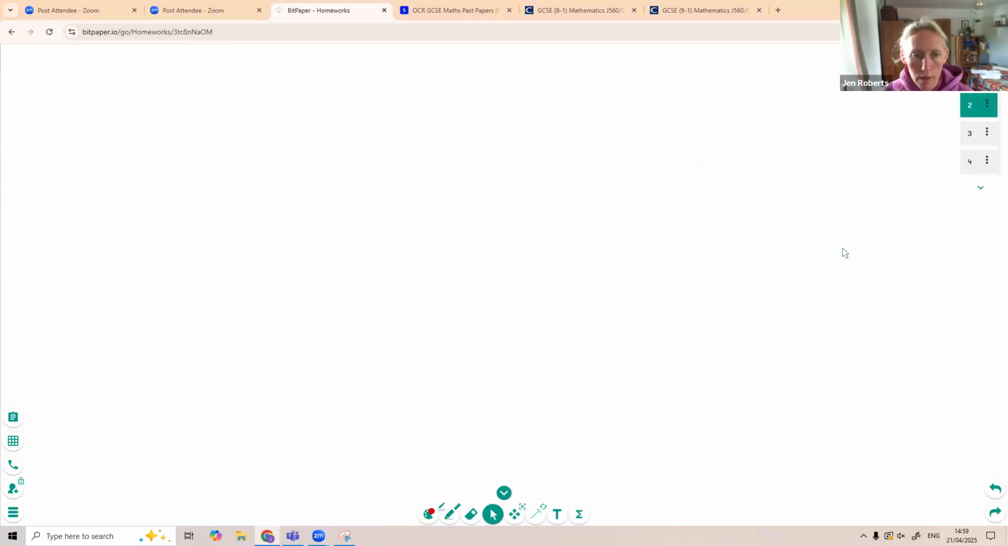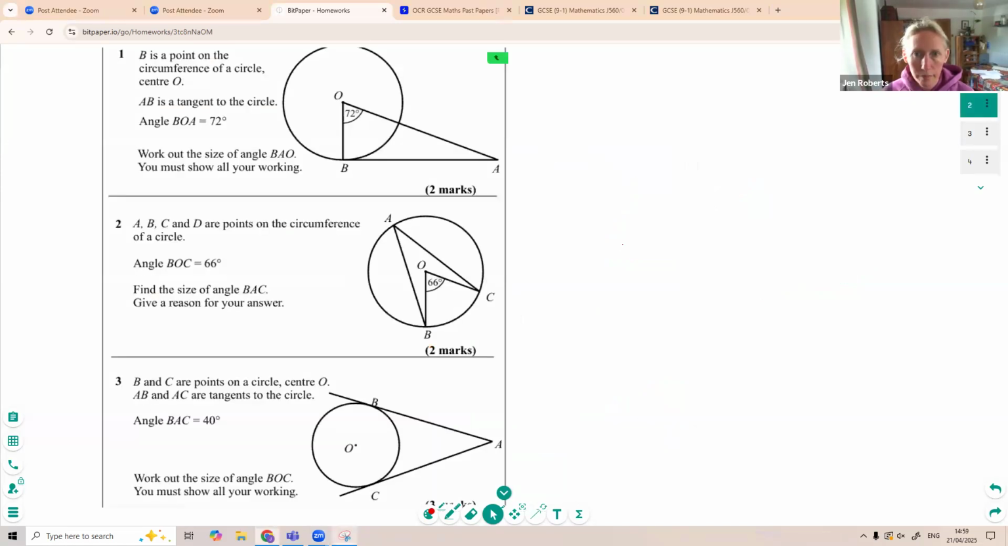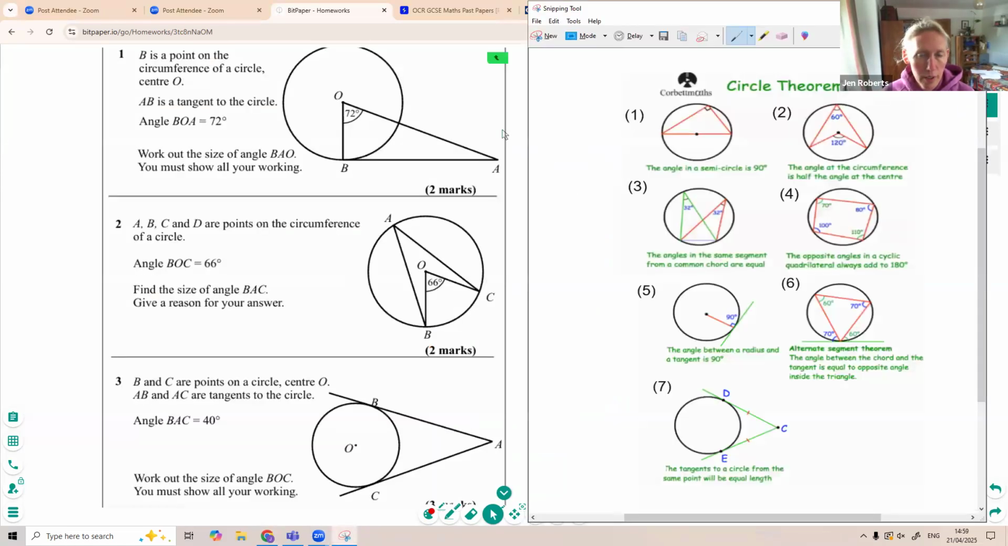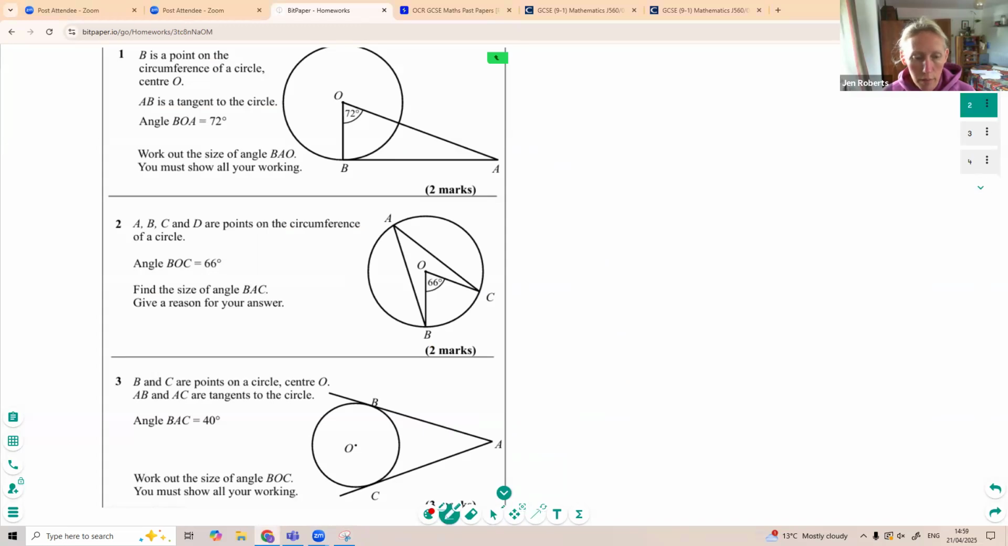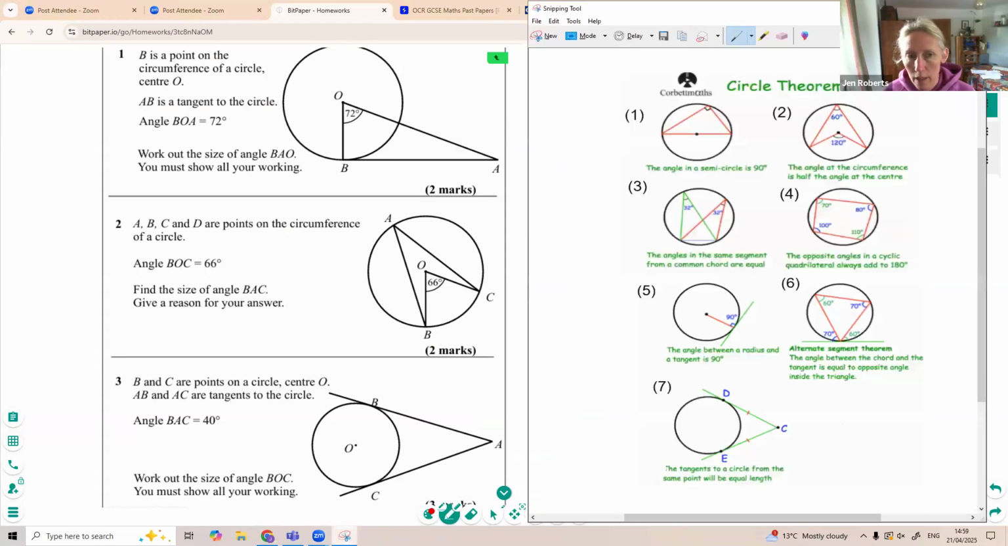Okay, so question 1. Here are all my circle theorems that you can look at alongside this. You might want to have a look at each question yourself, pause it, and then see how I do the answer. They do get progressively more difficult. So this first one, hopefully you've completed it already.